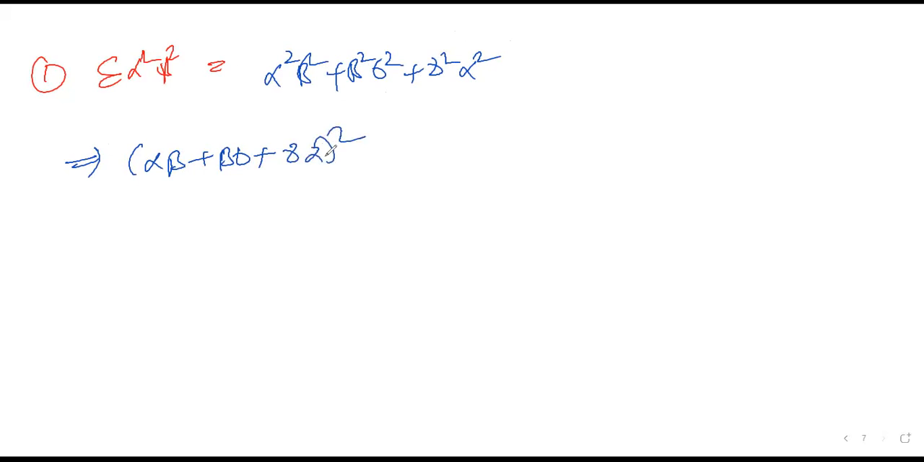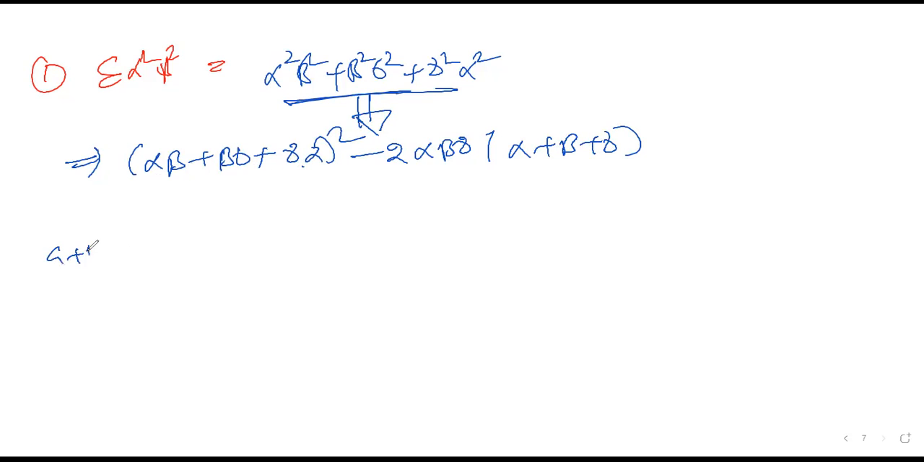(A plus B plus C) whole square minus 2 times alpha beta gamma, alpha plus beta plus gamma. This question I can write like this. We know (A plus B plus C) whole square means what? I write the formula: (A plus B plus C) whole square is A square plus B square plus C square plus 2AB plus 2BC plus 2CA.